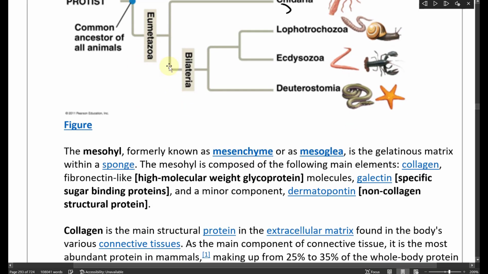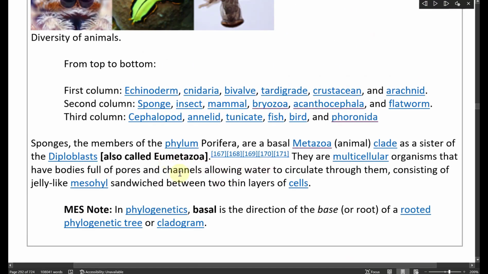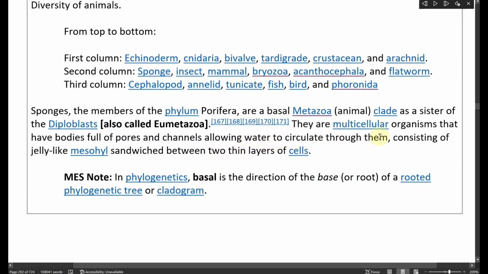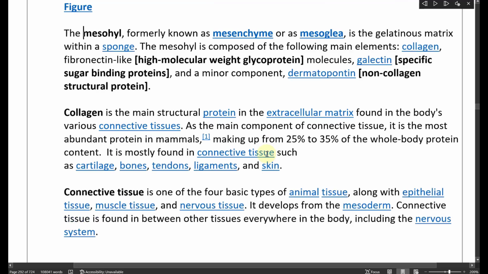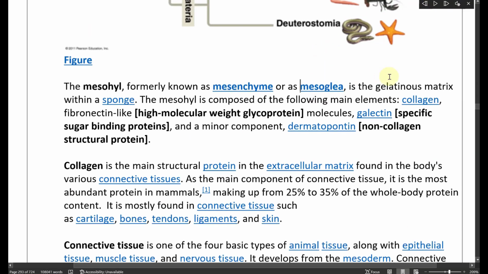Anyways, continuing further, now let's look at the mesohyl. This was discussed over here. Sponges are multicellular organisms that have bodies full of pores and channels allowing water to circulate through them, consisting of jelly-like mesohyl sandwiched between two thin layers of cells. This is the in-between jelly-like layer. The mesohyl, formerly known as mesenchyme or mesoglia, is the gelatinous matrix within a sponge.